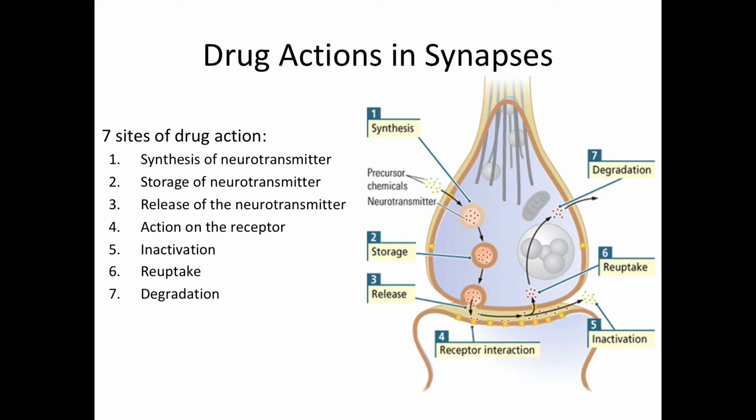So, for example, SSRIs, or technically selective serotonin reuptake inhibitors, block number 6. So as the word says, serotonin reuptake inhibitors inhibit the reuptake of serotonin, so it stays in the cleft longer, which means it will be active for longer.